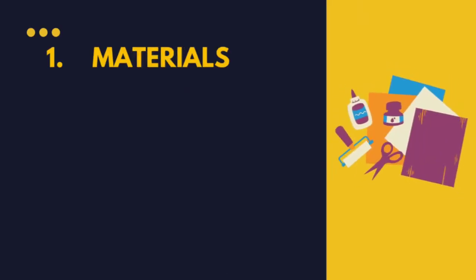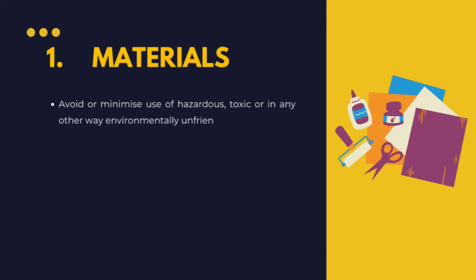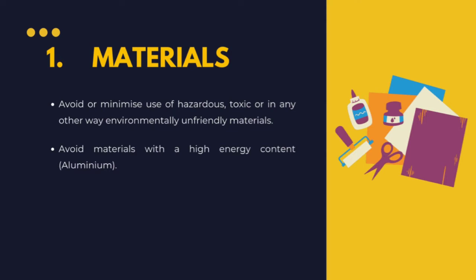Firstly, the guidelines for material: avoid or minimize use of hazardous, toxic, or in any other way environmentally unfriendly materials. Decrease toxic and/or hazardous emissions in later life stages and/or decrease harmful emissions during production. Avoid materials with a high energy content, aluminium. Decrease the amount of energy used during extraction and/or production. Minimize number of materials used. Increase recyclability and ease the sorting process.